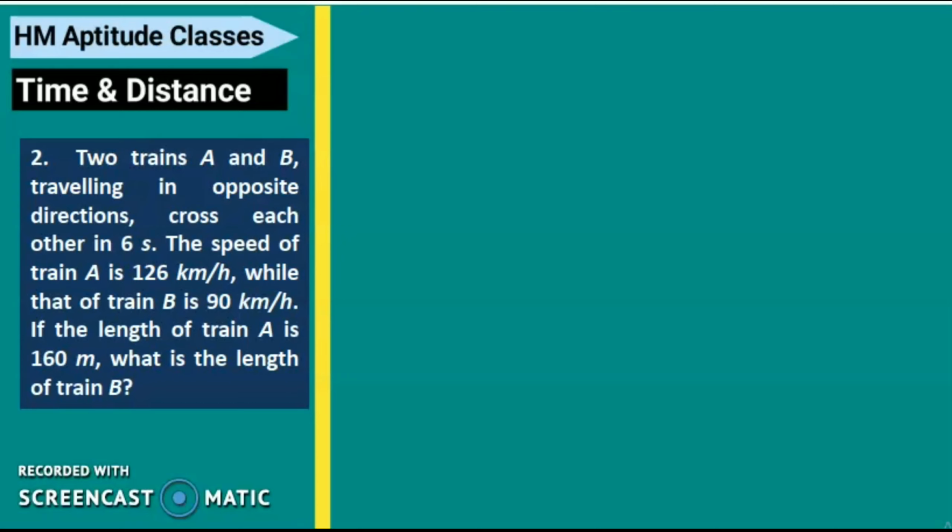And the second question: two trains A and B traveling in opposite directions cross each other in 6 seconds. The speed of train A is 126 km per hour, while that of B is 90 km per hour. If the length of train A is 160 meter, then what is the length of train B? Now the two trains are traveling opposite to each other, so their overall speed will be the summation of the speeds of the two trains.